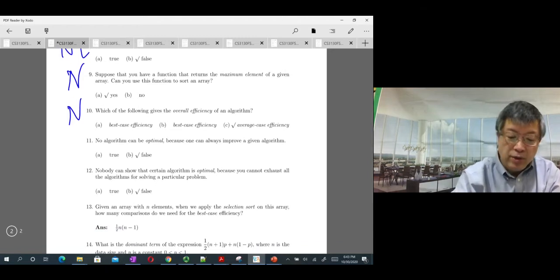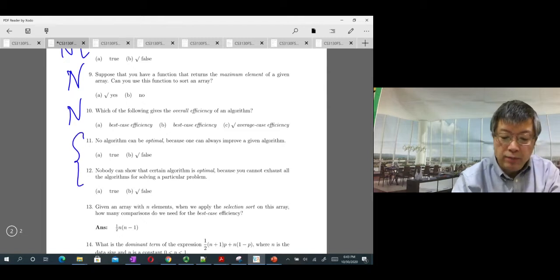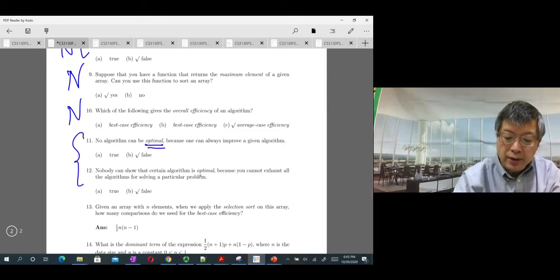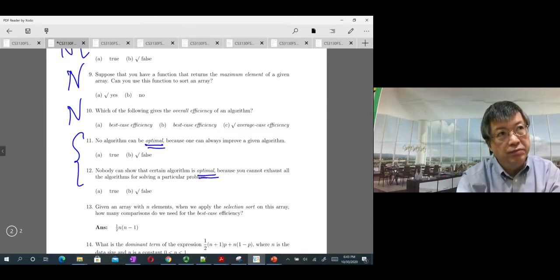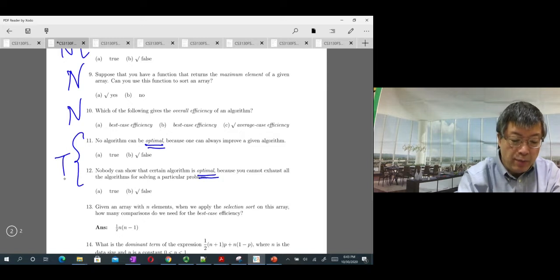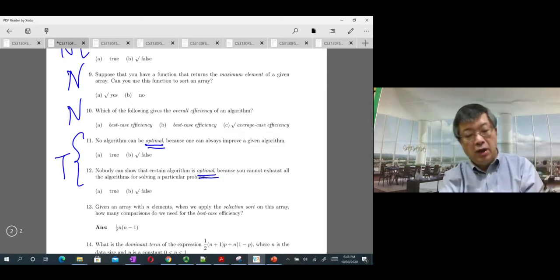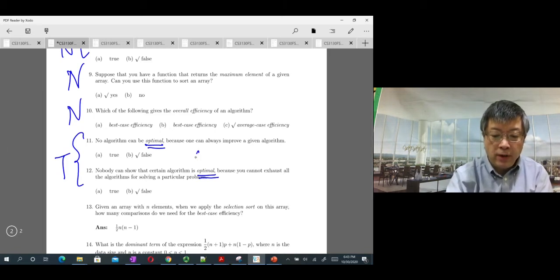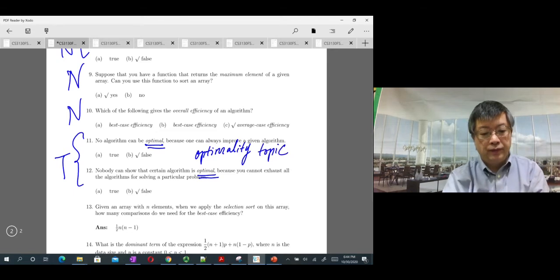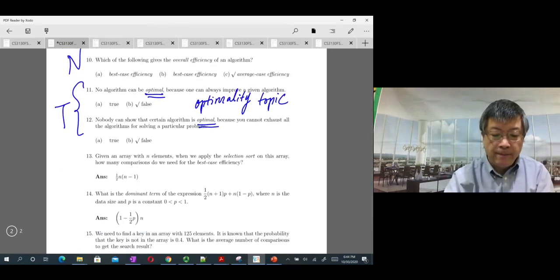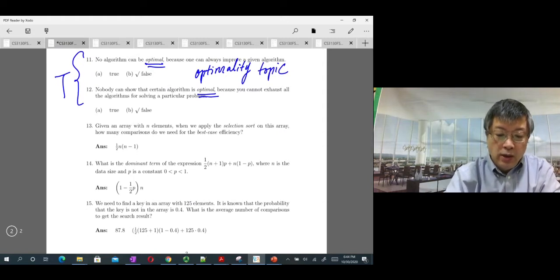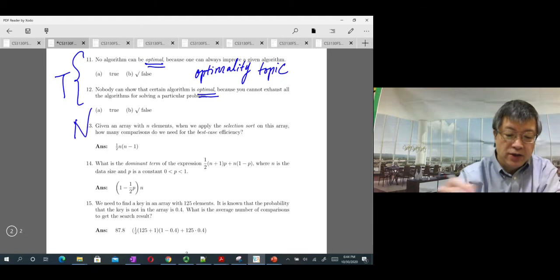Optimal, so the optimal topic. This optimality topic, I want to test it. So it is important. So I put a T there. I will create one question to test the optimality topic. Optimality of algorithm. So, related to these two questions, I will modify and try to ask you in a different way. That's one. All right, so best, we check it, so I do not test another time.